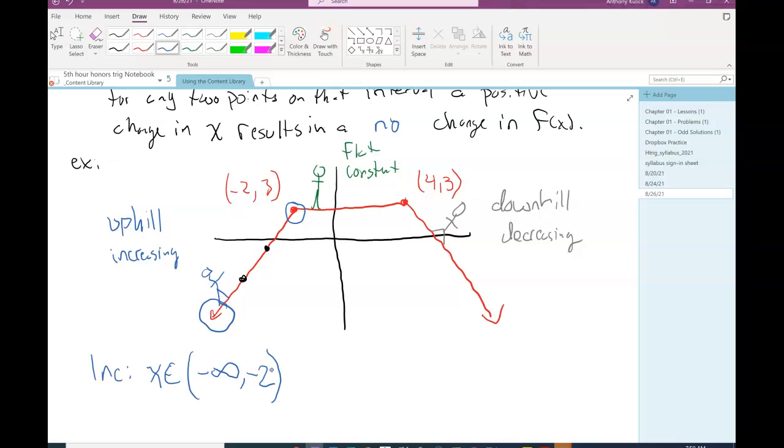Joe? What does the E mean again? That just means it's a member of the set. Yeah, it looks like the letter E, but instead of having hard corners, it has curved corners, is what I'm trying to draw there.